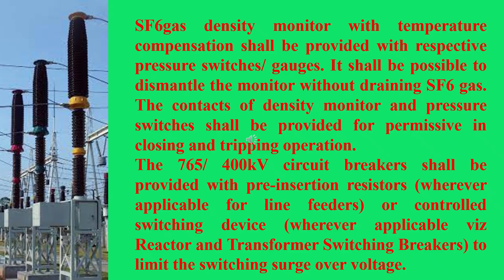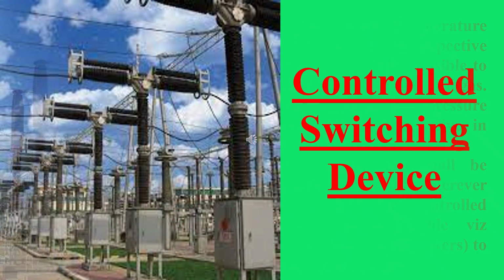The 765/400 kV circuit breakers shall be provided with pre-insertion resistors wherever applicable for the line feeders, or controlled switching devices wherever applicable with reactor and transformer switching breakers, to limit the switching surge over voltage. Controlled switching devices.